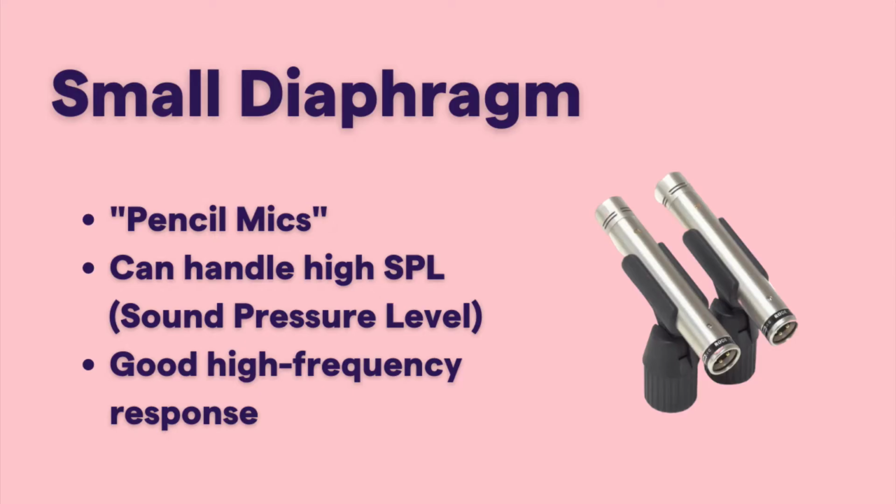So you can see here what many small diaphragm mics look like. Often they're called pencil mics. One advantage of small diaphragm condenser mics is that they can handle high SPL, or a high sound pressure level, basically really loud sounds. They also have a good high frequency response. So you'll often see these used as drum overheads because drums are really loud. These mics can handle really loud signals, and they also pick up high frequencies really well.